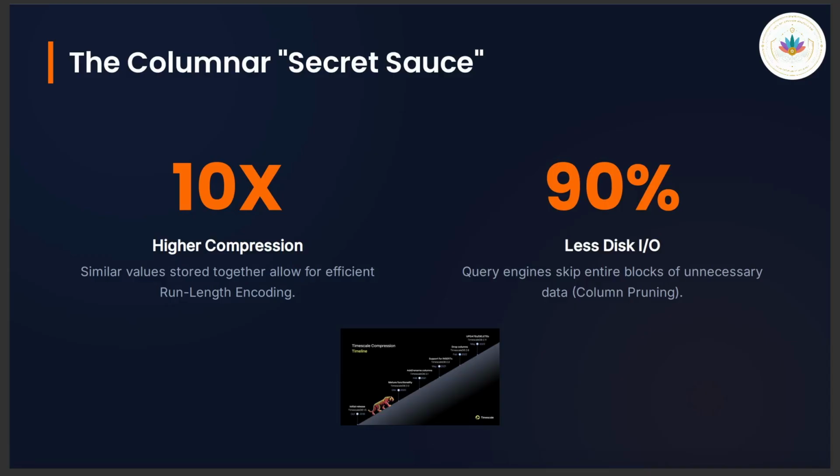Second, let's look at that 90% less disk I/O. Because the data is stored in isolated columnar blocks, query engines use a technique called column pruning. If your query only asks for salary, the engine entirely skips the blocks for name and city. By skipping entire blocks of unnecessary data and reading highly compressed streams, you cut your disk I/O drastically. That is why an analytical query that takes minutes on a traditional row database finishes in seconds on columnar platforms.